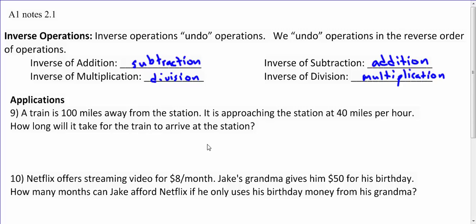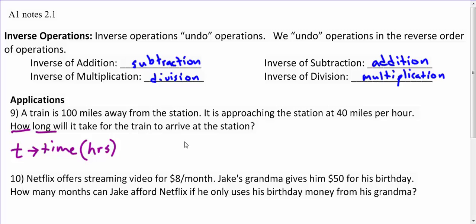Now, what I'm looking at when I read a question like this is, first of all, what are they asking me to find? Another way to ask that is, what is the variable? We see that with the question when it says how long. That's suggesting that time is our variable. So I'm going to define t to be time, and since our speed of 40 miles per hour is in hours, we should probably do our time in hours as well.